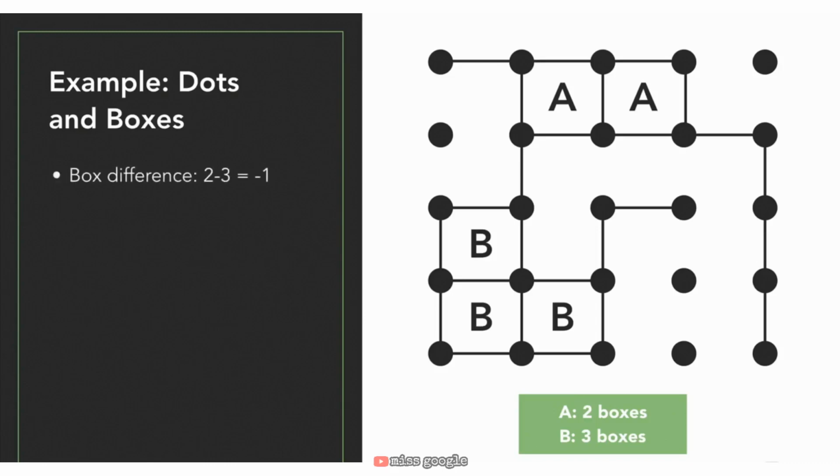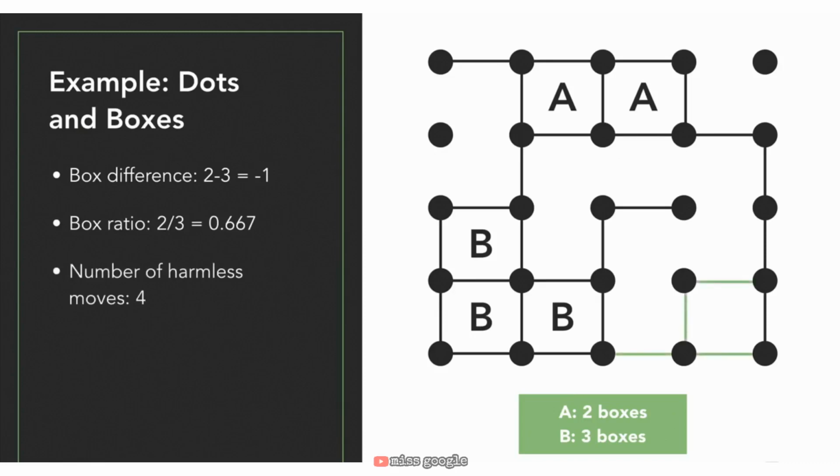The box difference evaluation function would yield -1, indicating that A is losing. The box ratio function would yield 0.667, again indicating a bad situation for A. Now, the number of harmless moves may be an interesting evaluation function. Any of these 4 lines wouldn't give an immediate advantage to B, so 4 moves would be harmless.